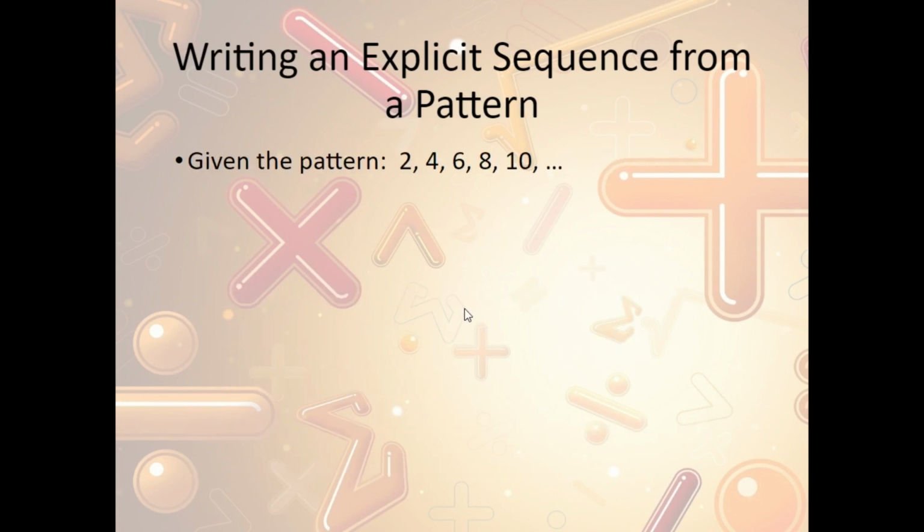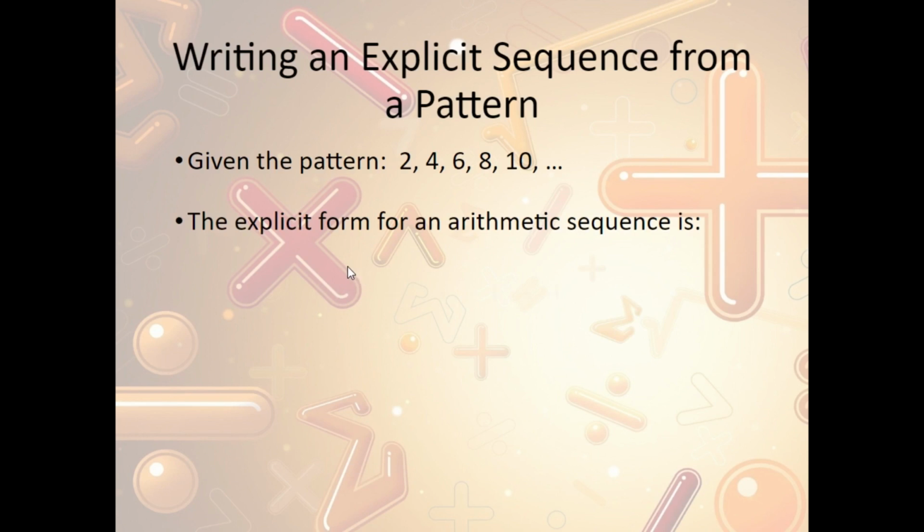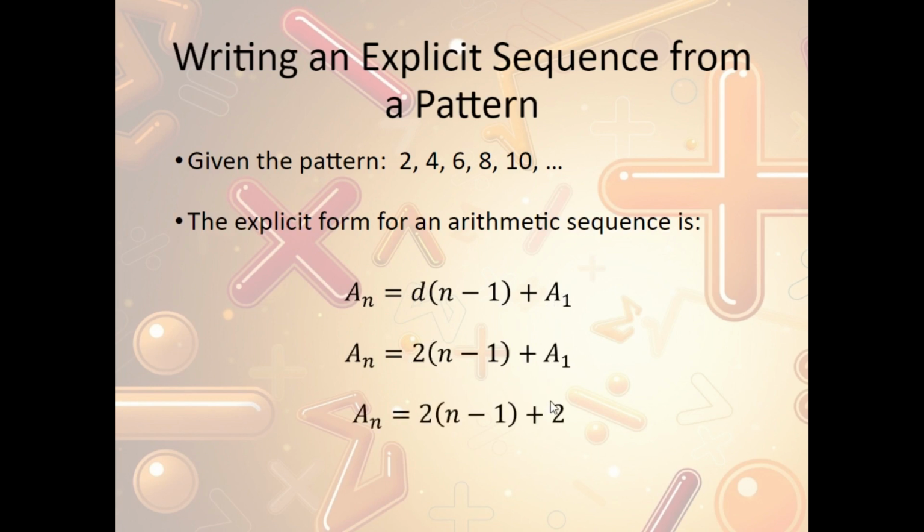So let's look at an example. We have a pattern here, 2, 4, 6, 8, 10. The explicit form then is a sub n equals d times n minus 1 plus a sub 1. Well, we know d and we know a sub 1. We know d is 2, that was the common difference, and a sub 1 is 2 because that's the first term in the sequence.